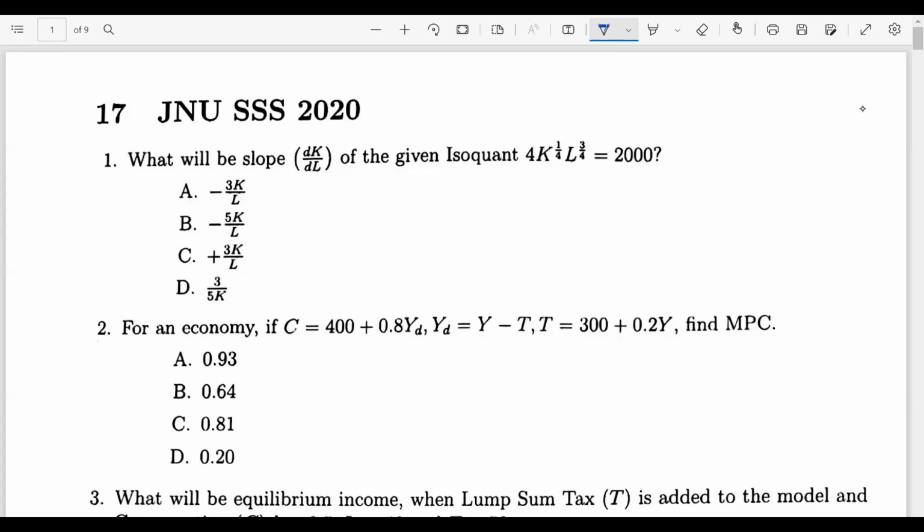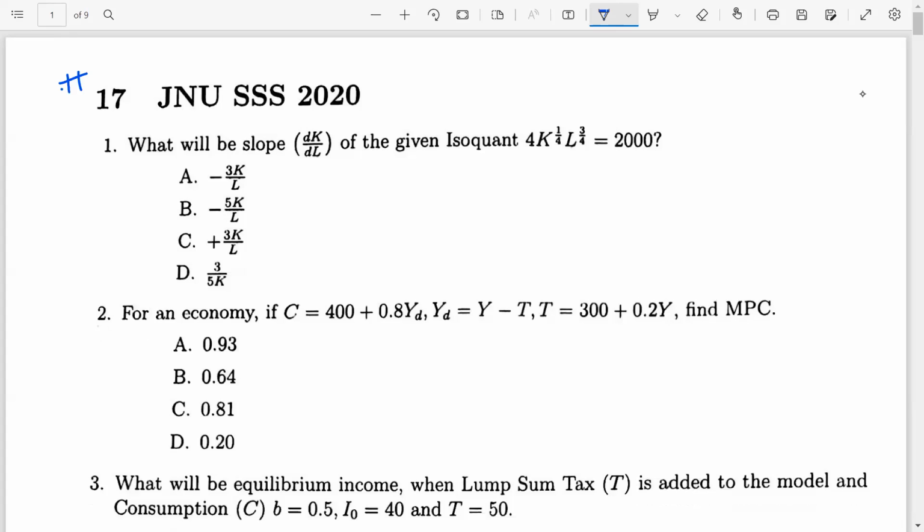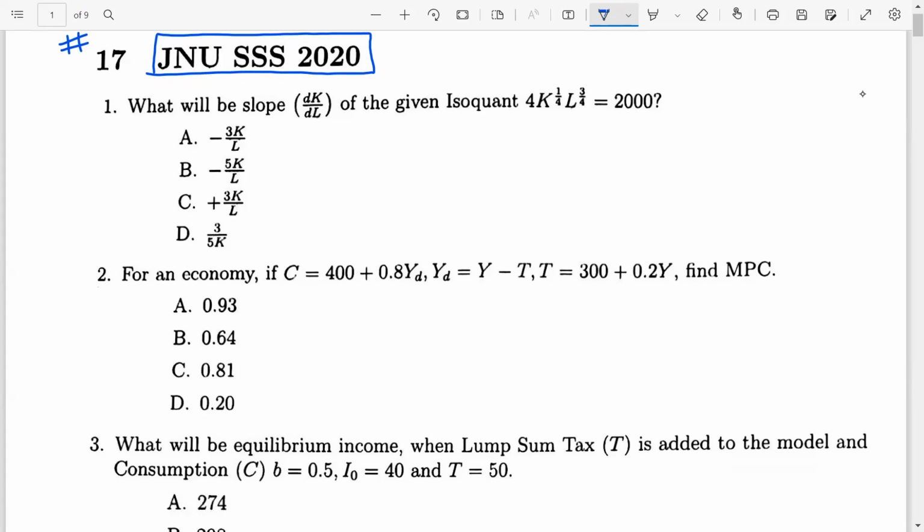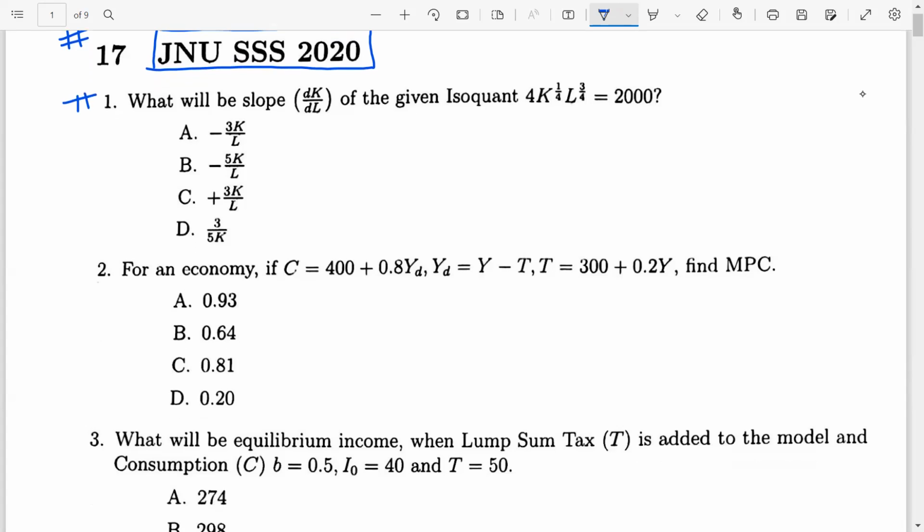Okay, I hope I am audible to all students who are attending this lecture for the JNU MA Economics entrance. In this particular lecture, I intend to start with the discussion for the JNU School of Social Sciences 2020 entrance for MA Economics. And in this lecture, we are starting with the discussion from question number 1.